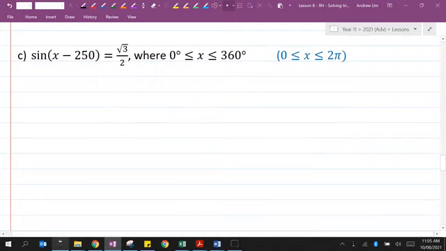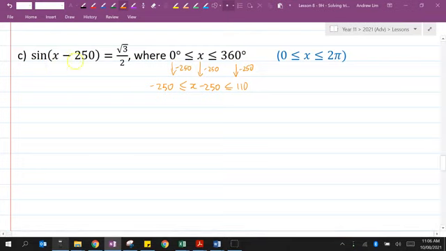Sine of x minus 250 is equal to root 3 on 2. So I know it's a compound angle, so I'm just going to write what my new domain is. How do I go from x to x minus 250? I need to subtract 250 from each of these. So 0 minus 250 is negative 250. 360 minus 250 is 110. Minus 250 from all of them, and that's my new domain, from negative 250 to 110.